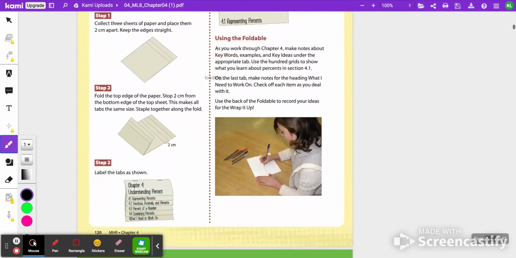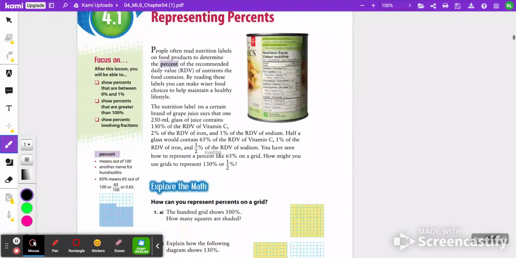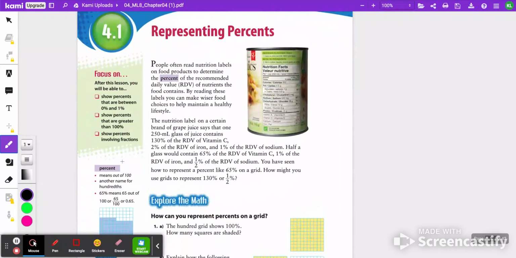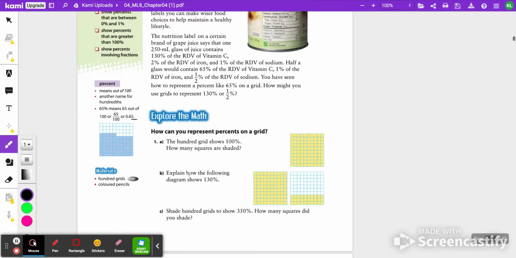I scroll through my textbook here to 4.1, representing percents. Percent means out of 100, or another name for hundredths. So 65% means 65 out of 100, or 0.65. Notice my place value. It ends in, we have tenths, hundredths, 100th place. So that's why it's another name for hundredths. Percent means out of 100.